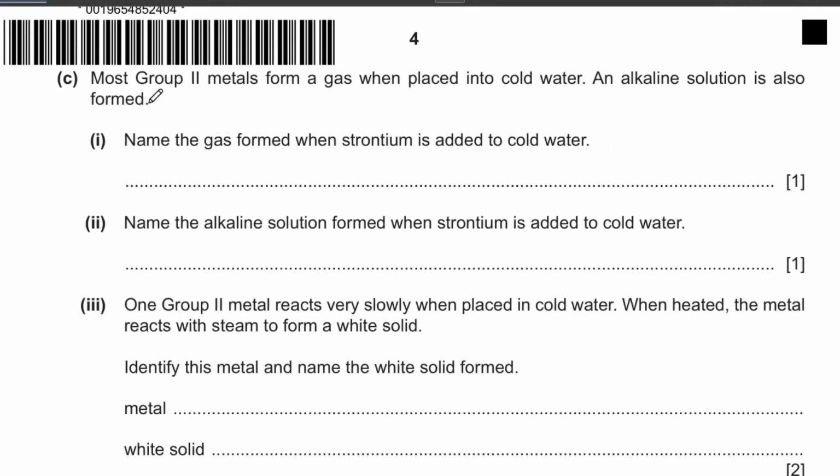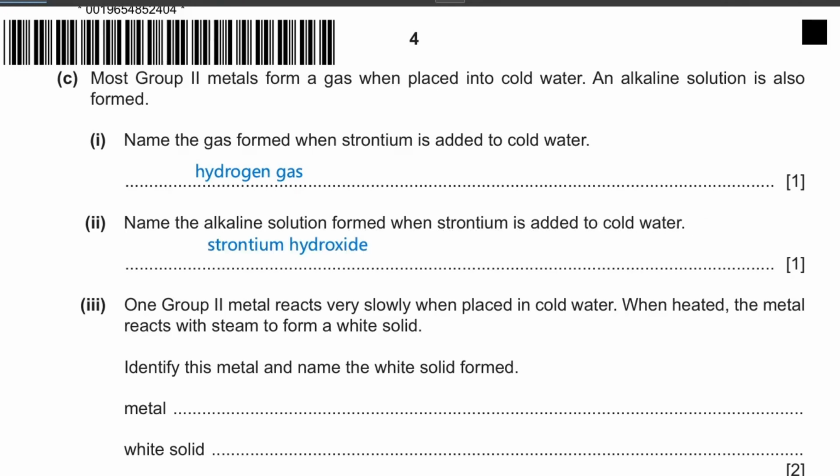Question C. Most group 2 metals form a gas when placed into cold water. An alkali solution is also formed. Name the gas formed when strontium is added to cold water. The gas that is going to be released is hydrogen gas. Whenever a metal reacts with water, the gas that is going to be released is hydrogen gas.